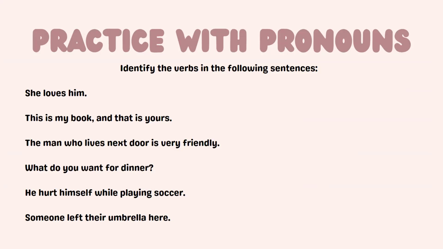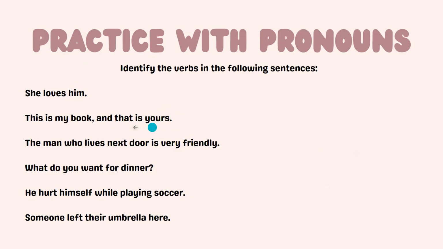Did you figure out the pronouns within these sentences? Let's go over them. So your first sentence, "she" and "him" are going to be your pronouns. Now, extra kudos to you if you figured out that "she" is your subject, "loves" is your verb, and "him" is your object. For the second sentence, your pronouns are going to be "this," "my," and "yours."